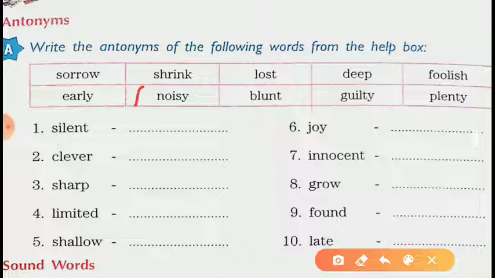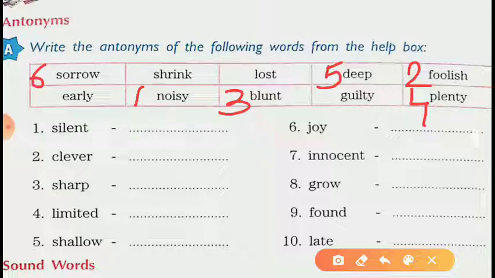The second word is clever. Antonym of clever, children, is foolish. The third word is sharp. And the antonym of sharp is blunt. Fourth word is limited. And the antonym of limited, children, is plenty. Fifth word is shallow. And the antonym of shallow is deep. Sixth word is joy. And the antonym of joy is sorrow.